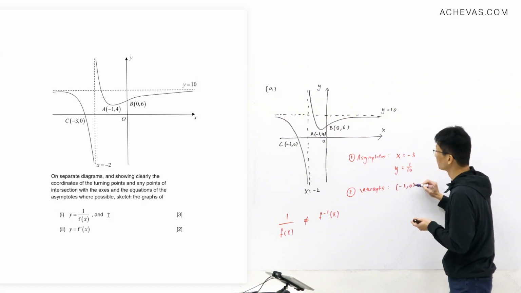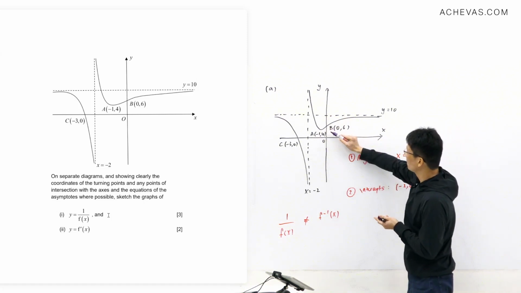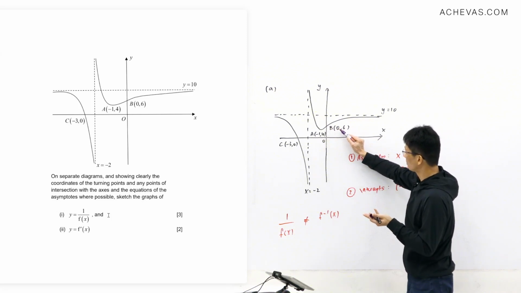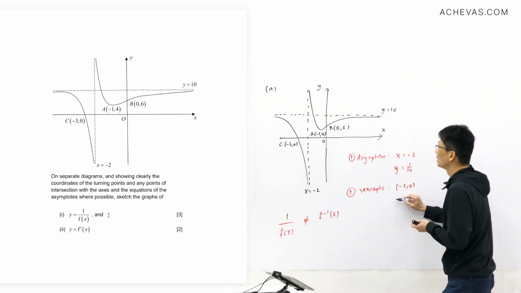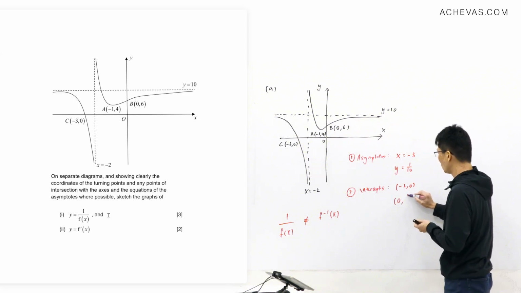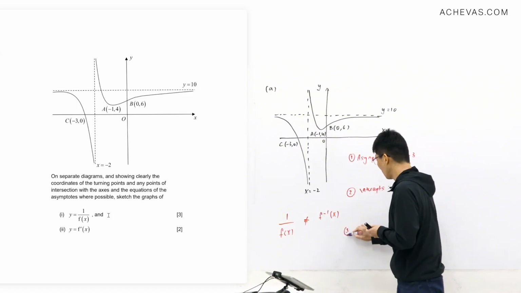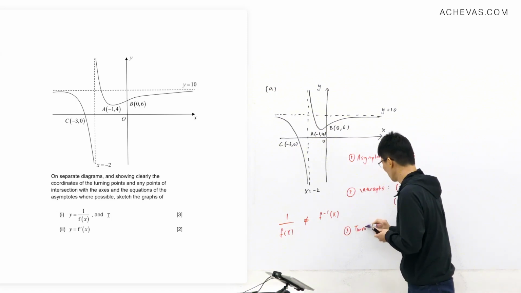(-2, 0). In this question, they gave us the y-intercept. When you do a reciprocal of this particular point, you will get a new y-intercept at (0, 1 over 6). The third thing we want to look at will be the turning points.